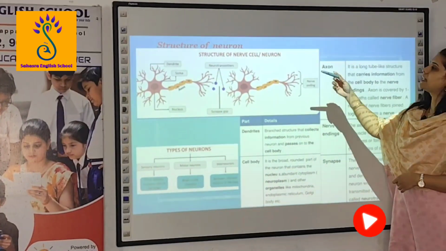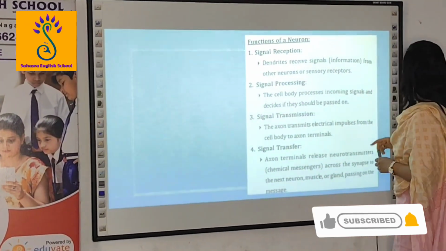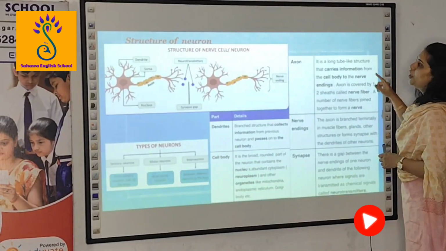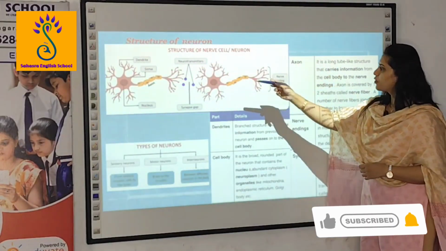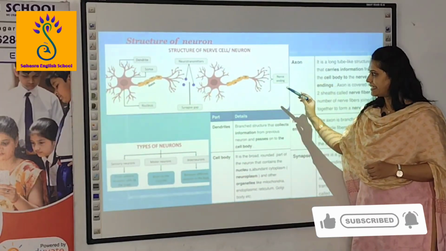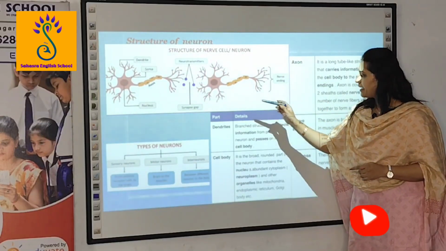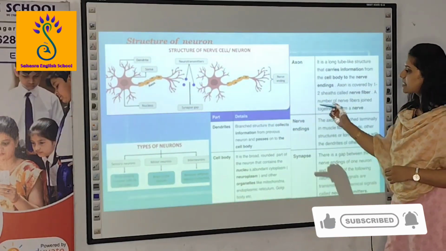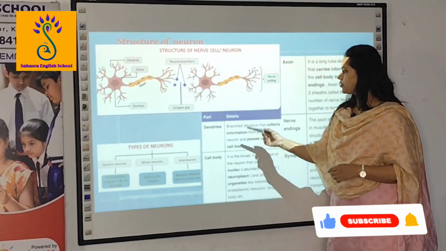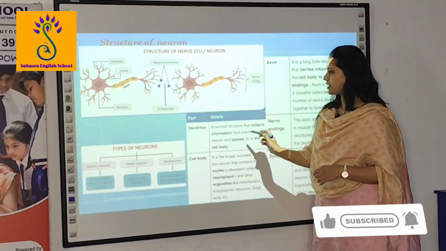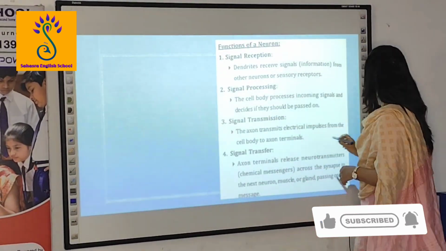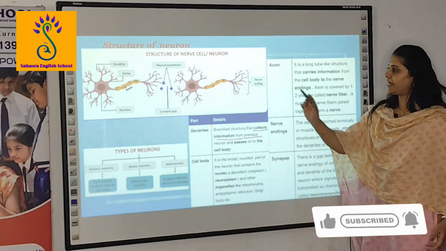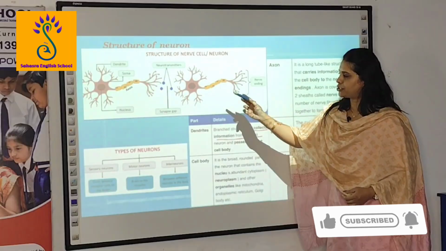A question can be asked like: write about the structure and functions of a neuron. So you are going to draw this figure neatly, label it neatly, underline the important parts, write the side headings and underline them. Dendrites, I told you, are branched structures and they collect the information. They collect the information from the previous neuron and pass it to the next neuron.